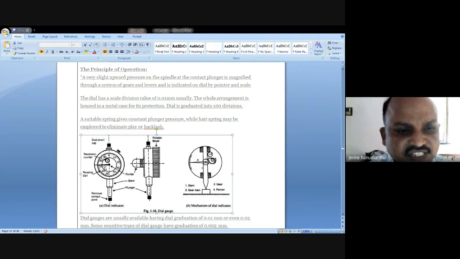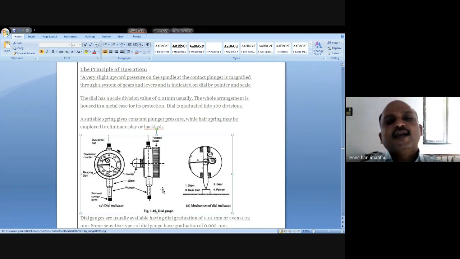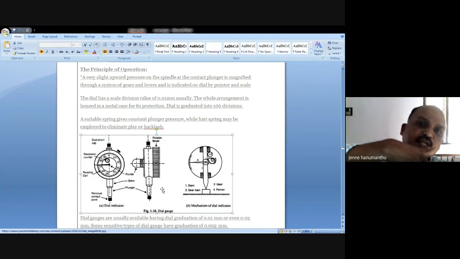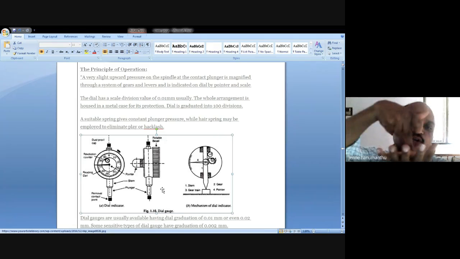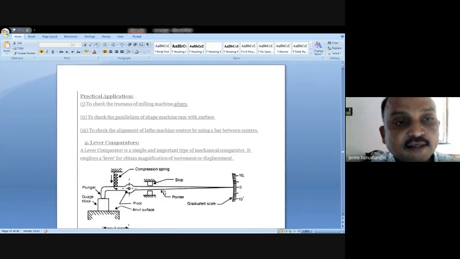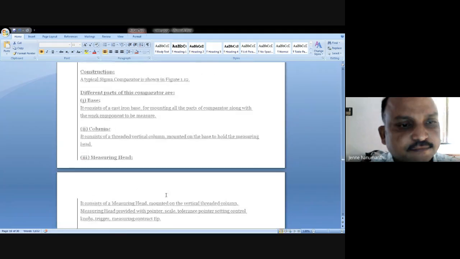Any shape, this shape is a dial indicator, this is also a dial indicator, this is also a dial indicator. These are different shapes of dial indicators. So why is it mechanical? Mechanical means the plunger is directly, mechanically connected to the surface. So it is called a mechanical comparator.